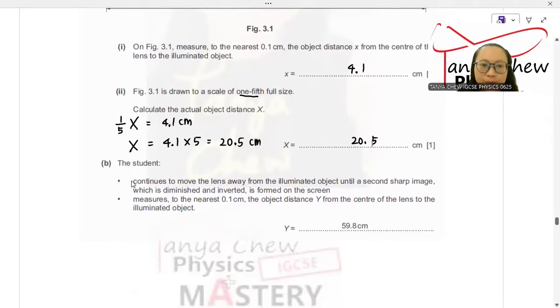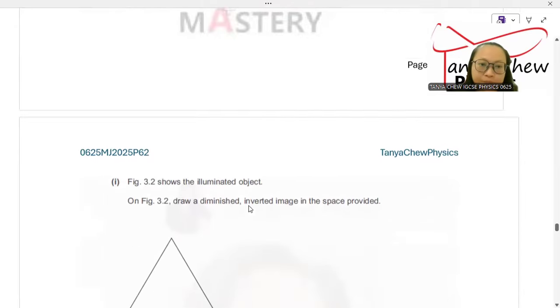B, the student continues to move the lens away from the illuminated object until a second sharp image, which is diminished and inverted, is formed on the screen. Measure to the nearest 0.1 cm the object distance y from the center of the lens to the illuminated object, and y is given as 59.8 cm.